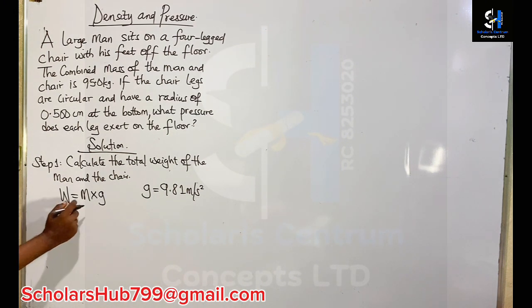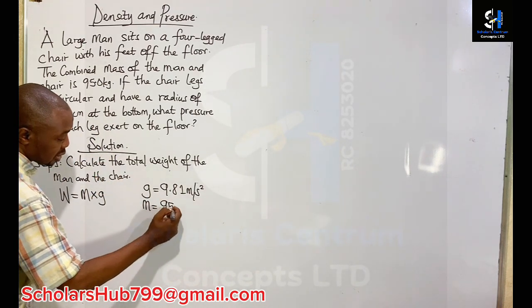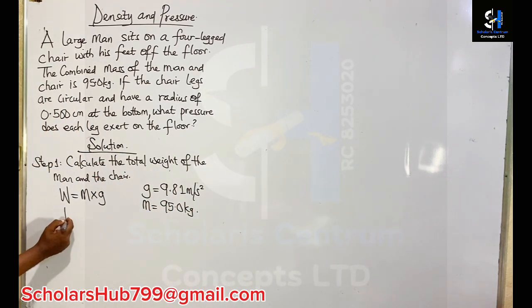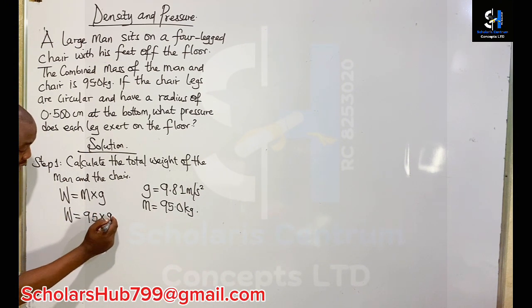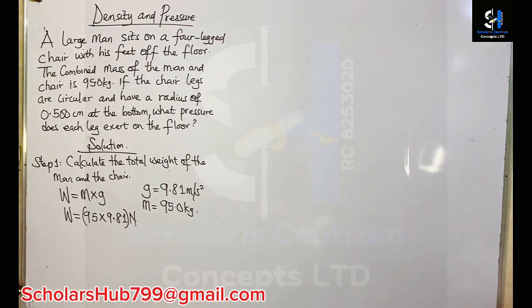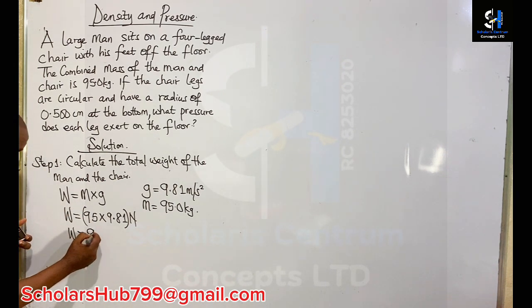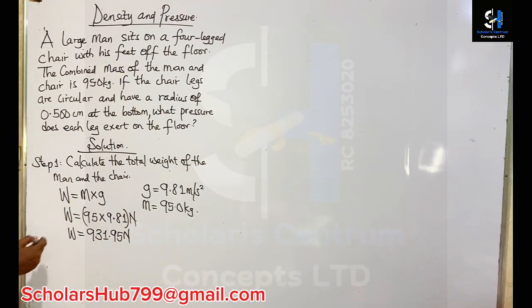The combined mass of the man and the chair is 95.0 kilograms. So the total weight will be 95 multiplied by 9.81. Don't forget that the unit will be Newton. When we multiply 9.81 by 95, the answer is 931.95 Newton. So W equals 931.95 Newton. This is the total weight of the man and the chair.